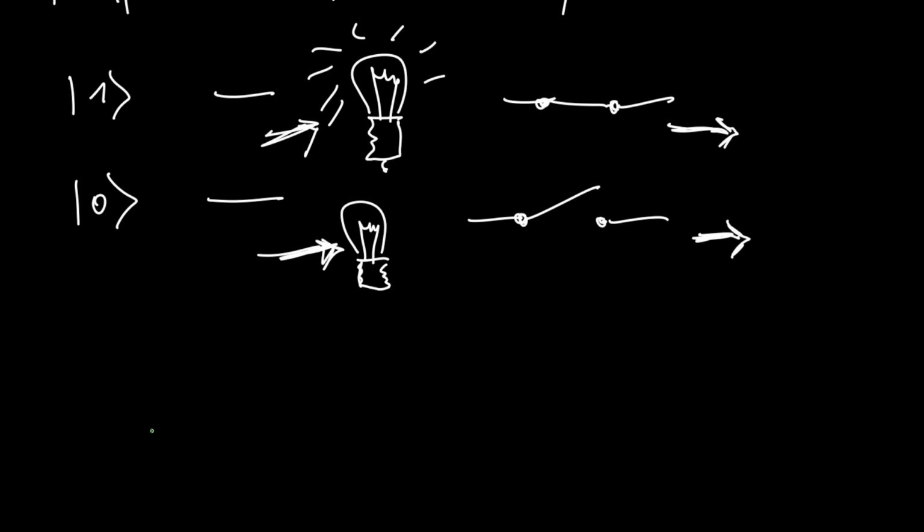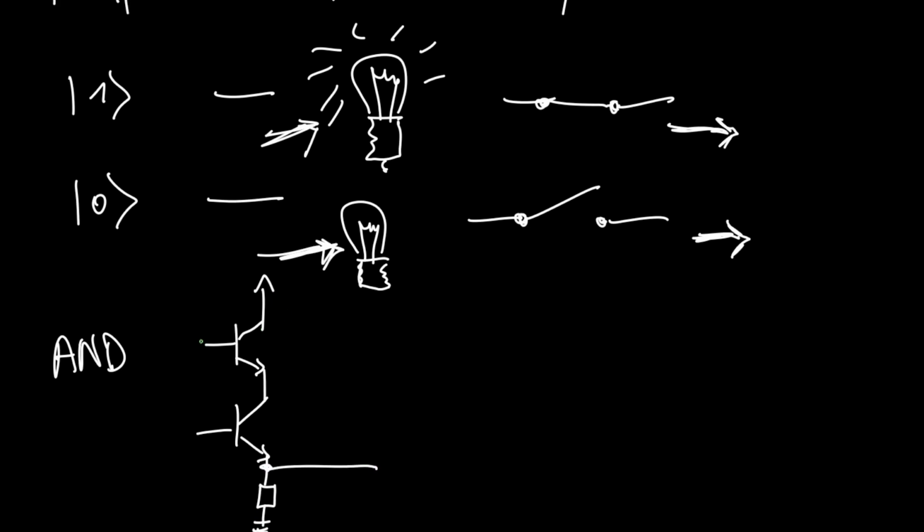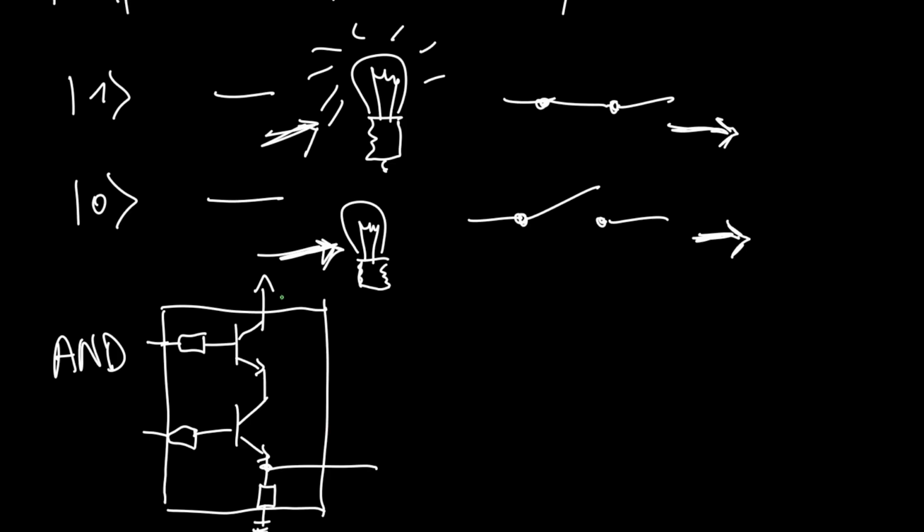And then we can build circuits with transistors. For example, the AND gate would be a transistor here, like this, and then we have here one input, another input, and then the output, like this. This is the battery plus, this is the battery minus.